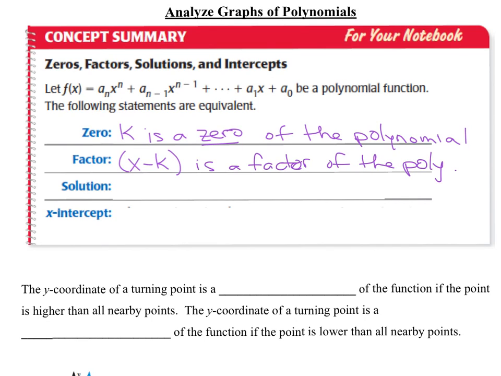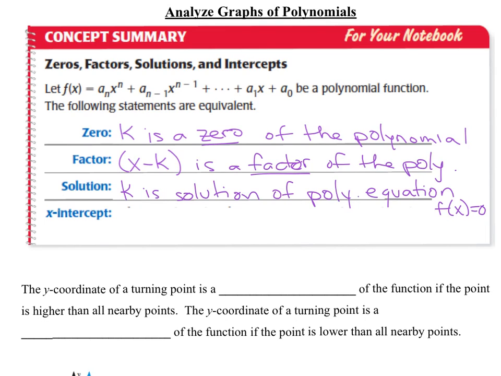And then a solution's pretty similar to a 0, so zeros and solutions are pretty much the exact same thing. So k is a solution of the polynomial if we were to set it equal. So if you had a polynomial equation and we set it equal to 0, so f of x equals 0, k would be considered a 0.